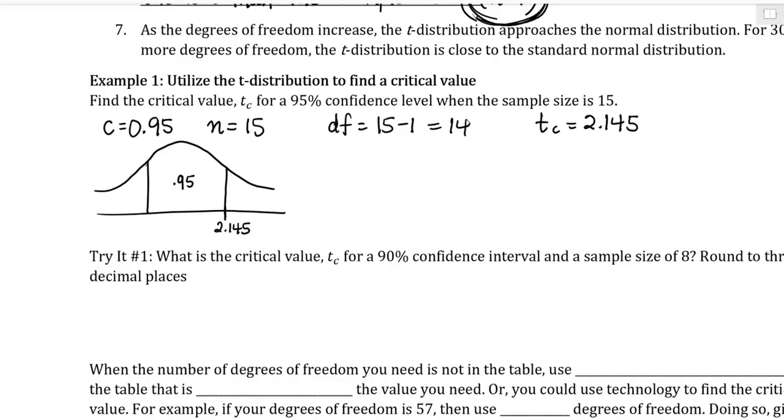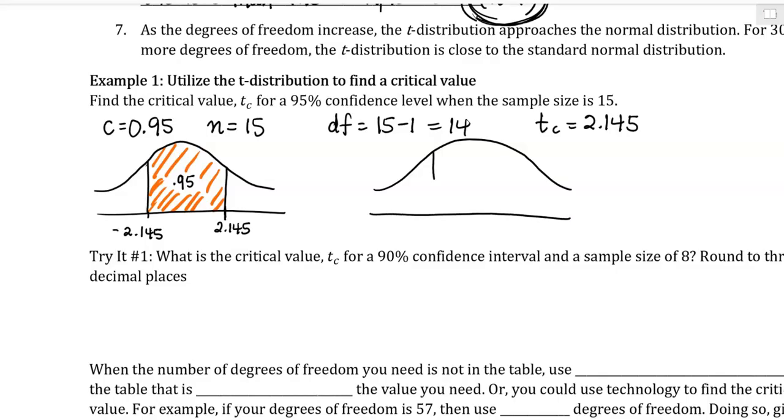And remember, critical values are what separate usual data from unusual data. So anything that's not shaded in orange would be considered unusual in this example. And so the negative critical value is definitely negative 2.145 because this is symmetric. They have the same value but with the opposite signs. So we have seen an example of how to find the critical value using the table. Now I want to show you how you can find the critical value using your calculator. So I'm going to draw the same picture, but this time I am not going to put the critical value on it because I'm pretending like I don't know it because I'm going to show you how to find it.